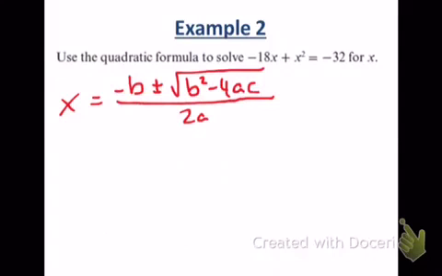All right? Now, what's the problem with this equation as it's given to us? It's not in standard form. How do I put it in standard form? Put the x squared first and add 32 on both sides. X squared minus 18x, we need to add 32 to both sides, right, equals 0.